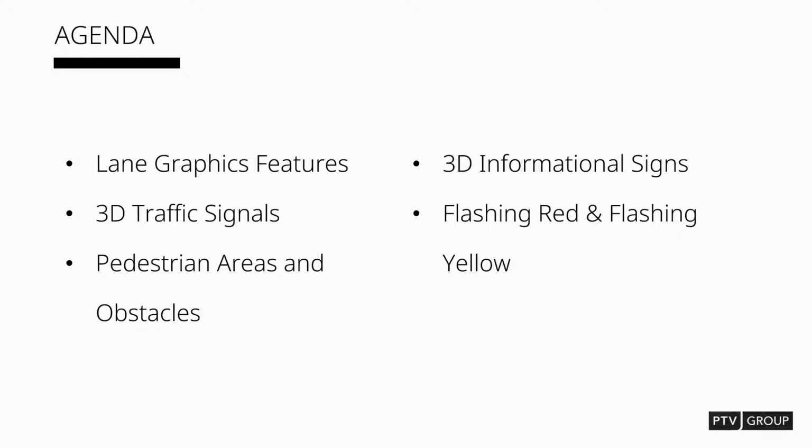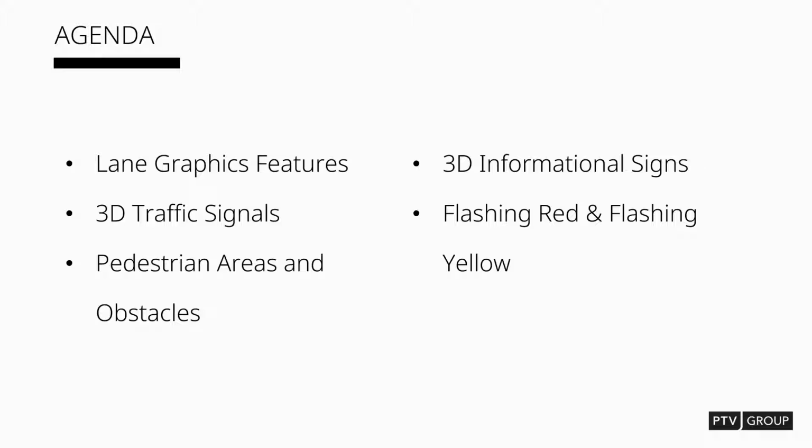Next, we're going to be talking about 3D traffic signals, how to utilize those to show some of the infrastructure that would be implemented. A lot of times with these treatments, there are going to be different types of signals and various layouts of the intersections. It'll be good to be able to show those in a 3D rendering.